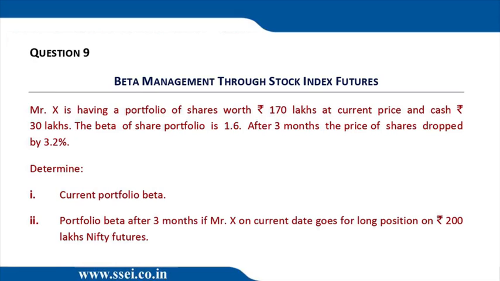Determine the current beta. Now everybody gets it right. It is 170 into 1.6 plus 30 into 0, the whole divided by 200. It comes to around 1.36, whatever.